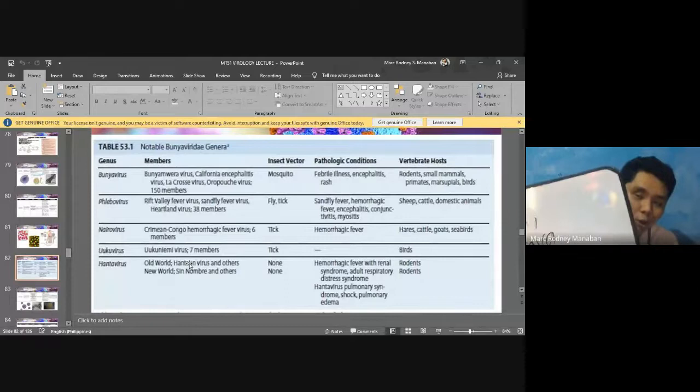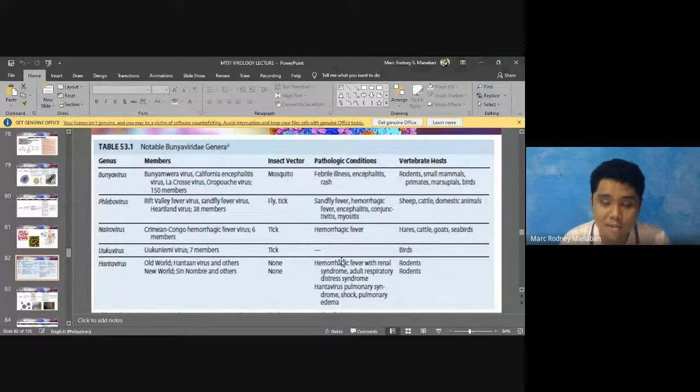Ayan. So again, sila ang cause sa imuhang HFRS. Hemorrhagic fever with renal syndrome. Alright? So old world, because mas common sila sa Europe and Asia, di ba, mao siya old world. And new world, Sin Nombre, is common sa mga Central America, South America. Okay? Alright, so that's for the Bunyaviridae.